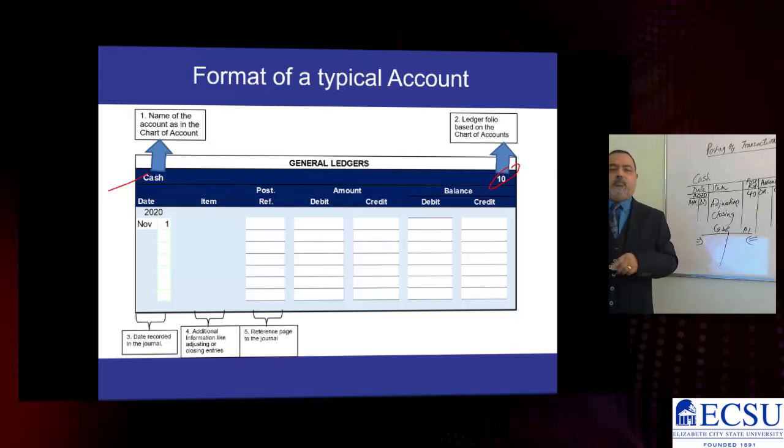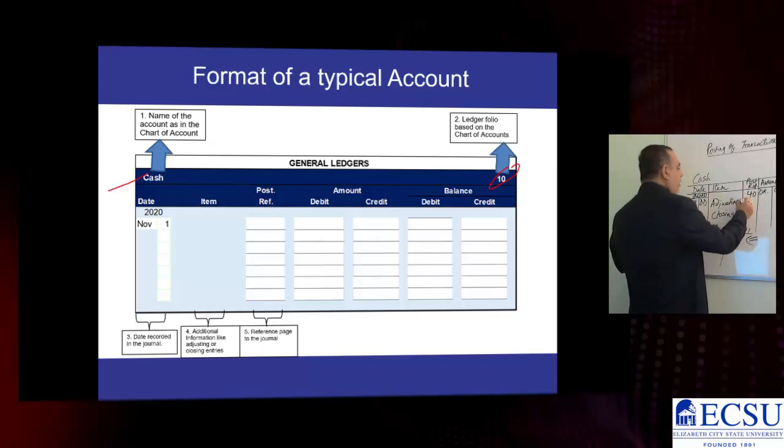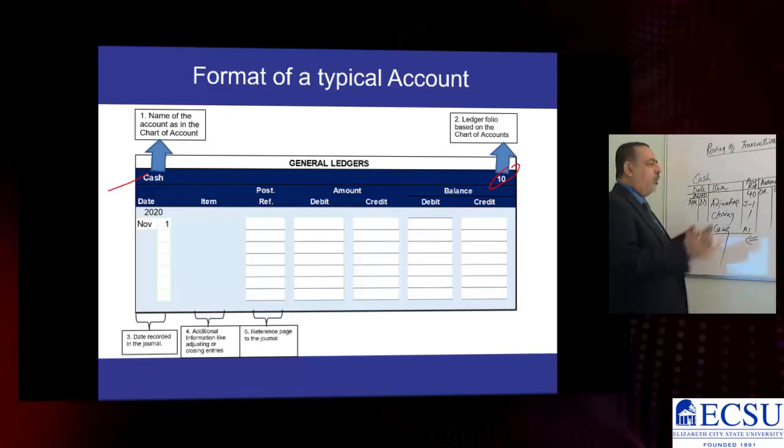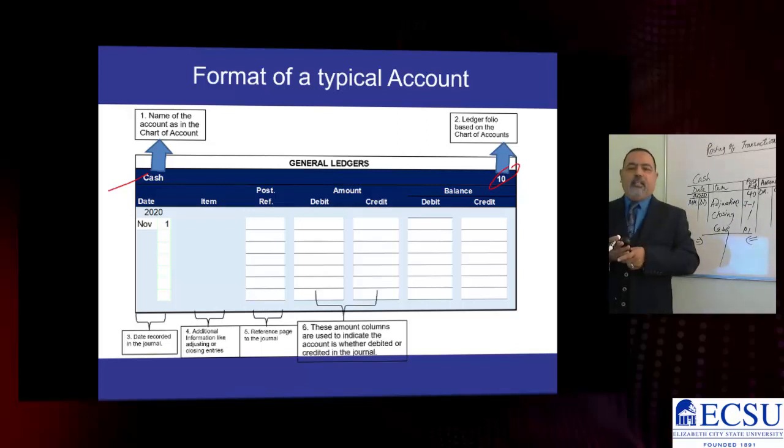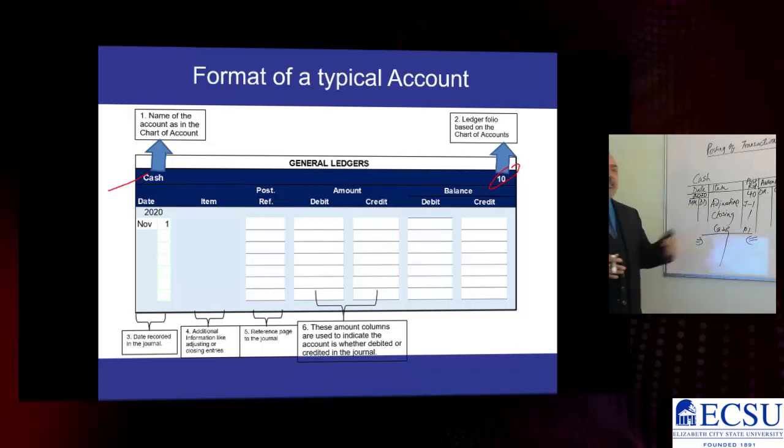Then, as I said to you, posting reference. This will refer to the page number in the journal. Sometimes we write that page. Some people write it as J1, indicating journal page 1, or just write 1. Whichever way, it depends upon the organization, how they want to go about it. Then you have two amount columns, debit and credit. These amount columns are used to indicate whether the account was debited or credited.